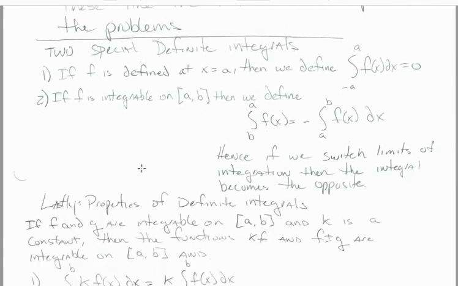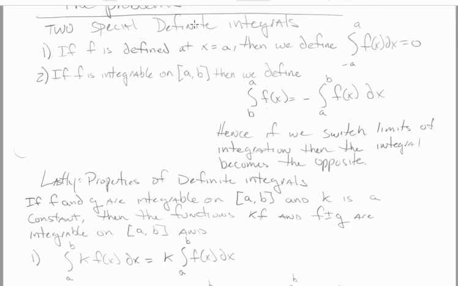A couple different special integrals that we just want to glance at real quick. Notice if f is defined at x equals a, we're going to define the integral from negative a to a of f of x dx as 0, because that's kind of the first scenario we went through. We had a negative area and a positive area. Those two are going to cancel each other out. So that's a special defined integral of 0.